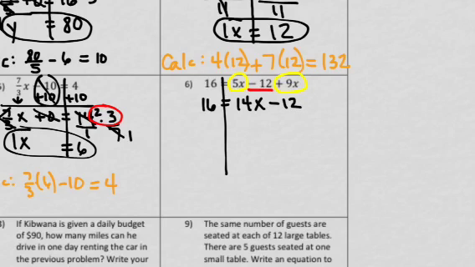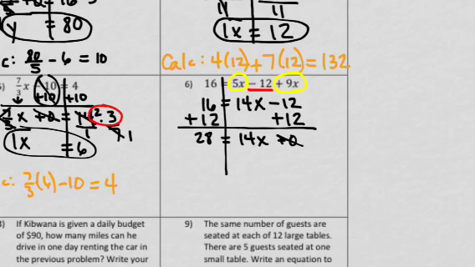Now I'm ready to go ahead and do the inverse operation of minus 12. So I'm going to add 12 to both sides. Some of you might be thinking we should have the variable on the other side, but it really doesn't matter since it's an equation. So I get 28 is equal to 14x minus 12 plus 12 is 0, so I don't need to write that.